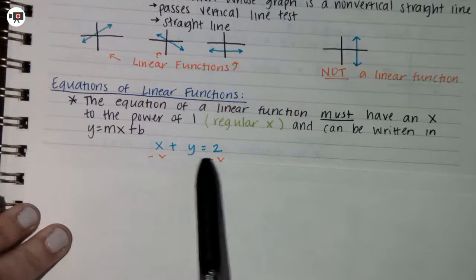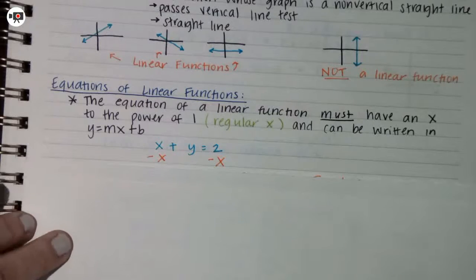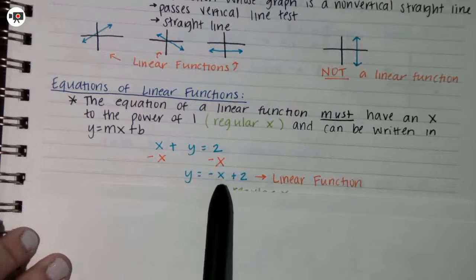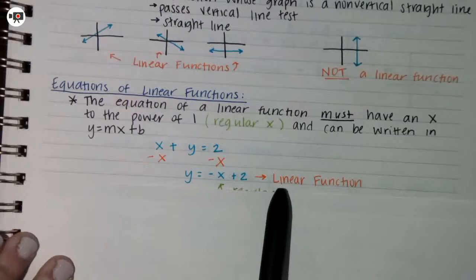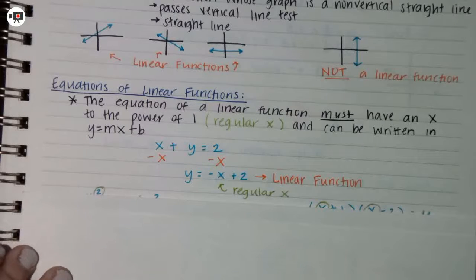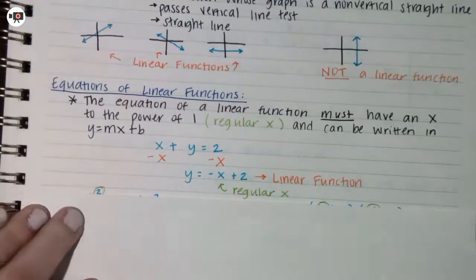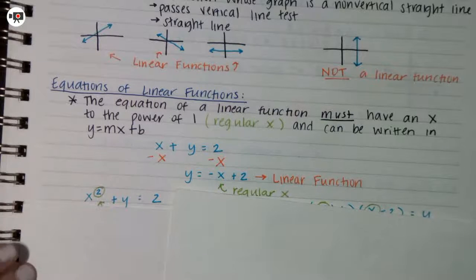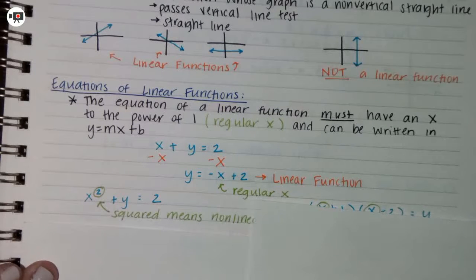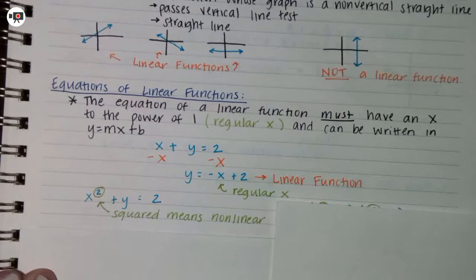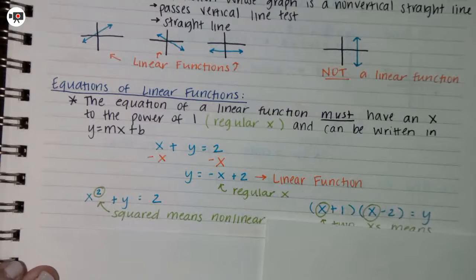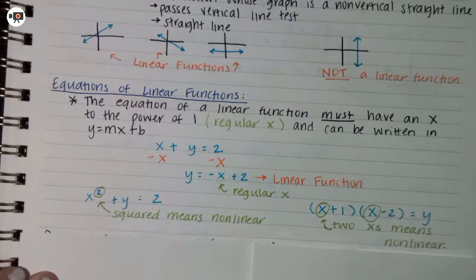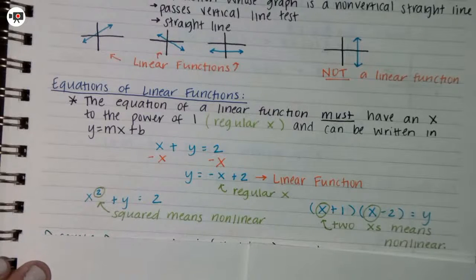So if I have x plus y equals 2, solving for y to put it in this form, I have y equals negative x plus 2. This is a linear function because it has a regular x. If I have x squared plus y equals 2, I have an x squared, and the squared means it is nonlinear. If I had x plus 1 times x minus 2, I have 2 x's. That is also nonlinear.